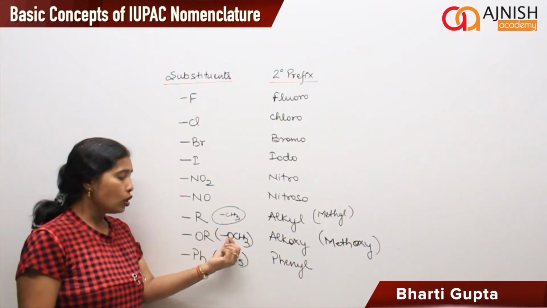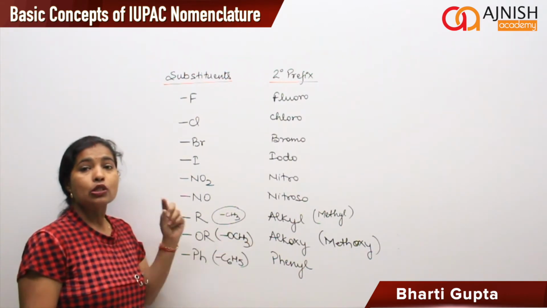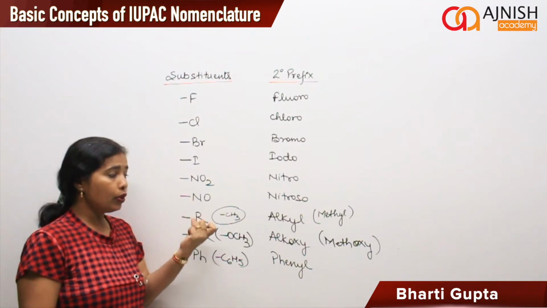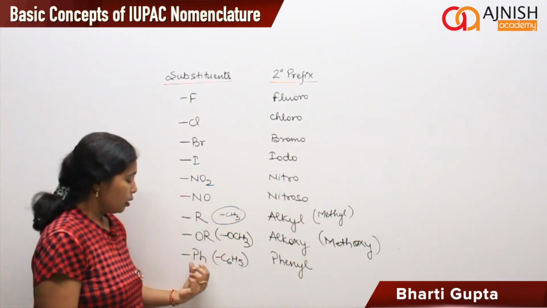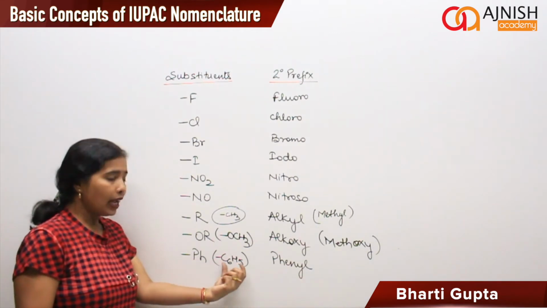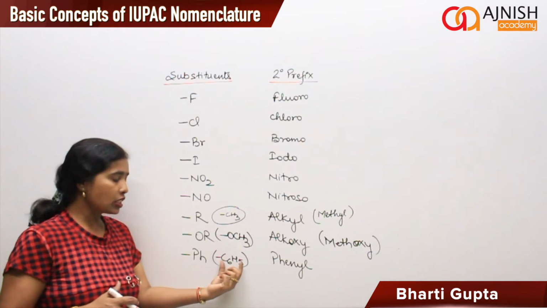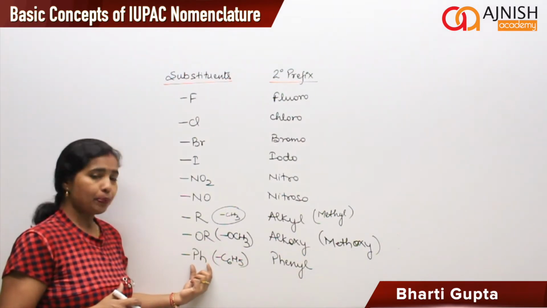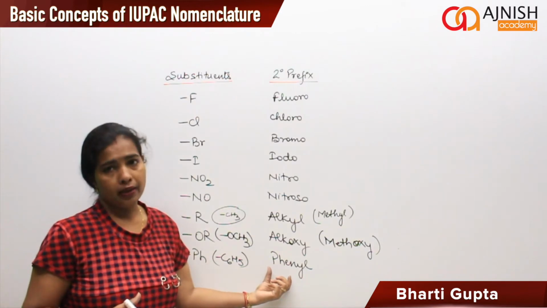If it is OCH2CH3, there is a two carbon chain, so the word root used there is eth, so it will be called ethoxy. Then Ph or phenyl group: from a benzene ring, when one hydrogen is removed, it becomes C6H5, in short called Ph. For this the prefix used is phenyl.